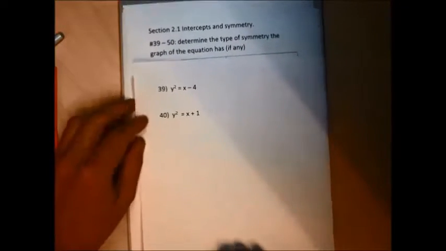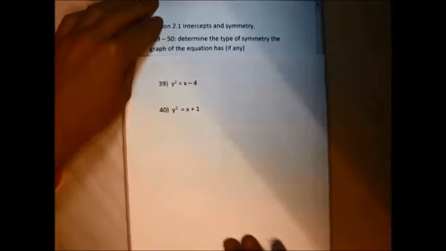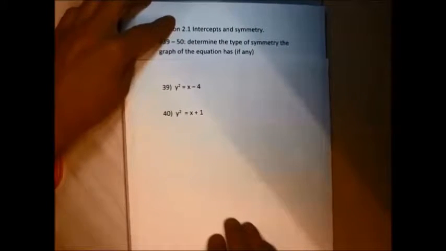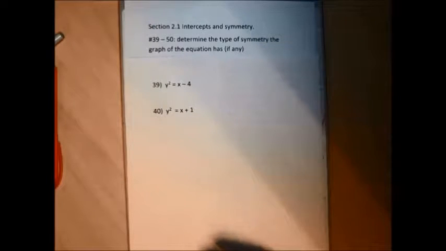The instructions say determine which type of symmetry the graph of the equation has, if any. A graph of an equation will either have x-axis, y-axis, or origin symmetry. It could have 2 or 3 of the above, or it might have no symmetry. And I'm going to do these problems in 2 steps.